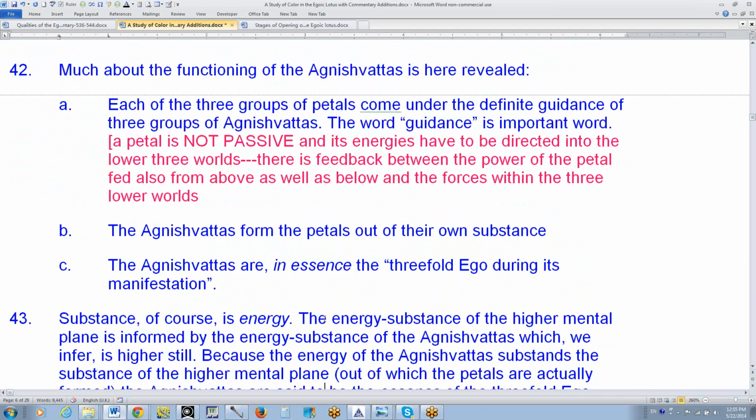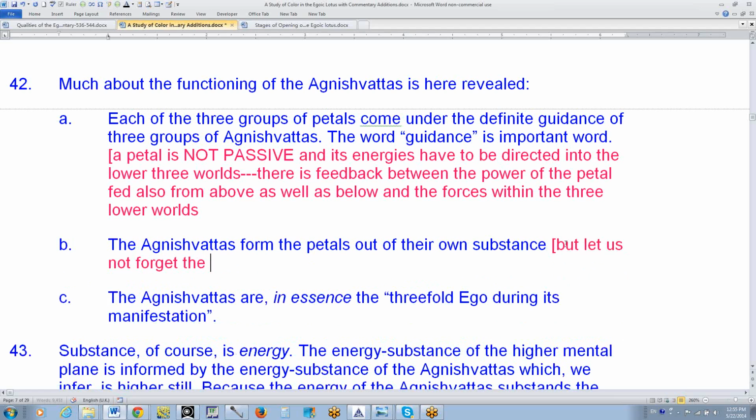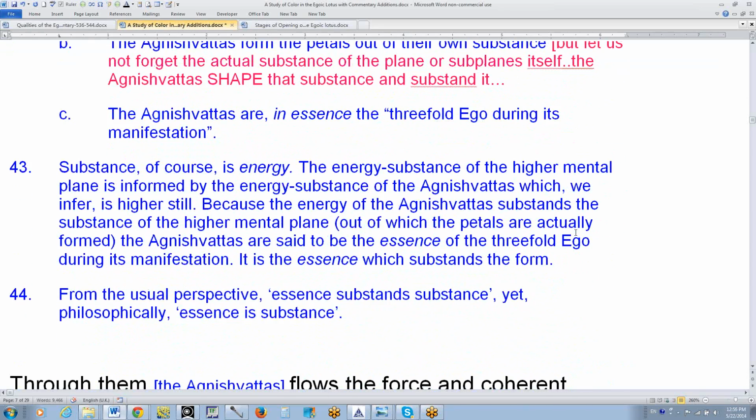The Agnishvattas form the petal out of their own substance, and let us not forget the actual substance of the plane or subplane itself. So the Agnishvattas shape that substance and substand it. And the Agnishvattas are, in essence, the threefold ego during its manifestation. But of course, the consciousness of the monad in its attenuated form is also there, just as the consciousness of the monad in its even more attenuated form is present in our personality consciousness, is essentially our personality consciousness.